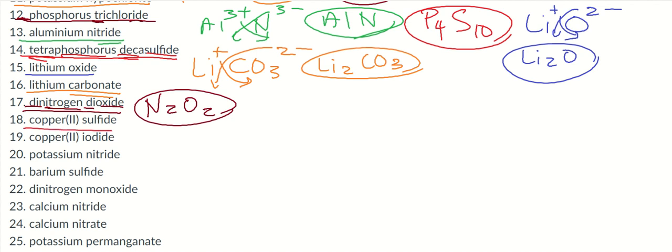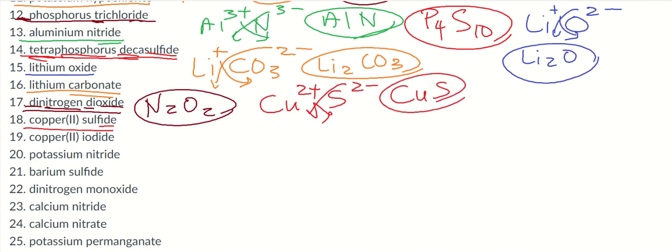Okay, copper 2 sulfide. Copper is a transition metal, has multiple charges, so we'll give you the charge in Roman numerals. Sulfide, IDE, typically that's an element. That's sulfur, 2 negative charge. They're going to crisscross and cancel out. In other words, Cu2S2 is going to reduce to CuS.